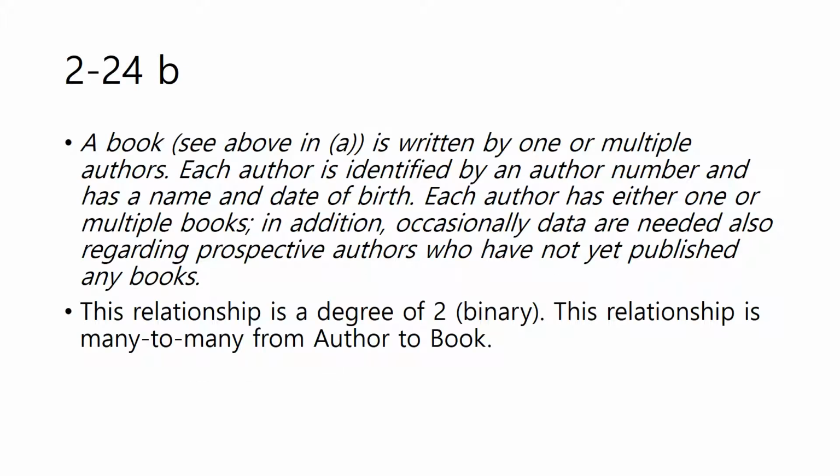Problem B. A book, see above in problem A, is written by one or multiple authors. Each author is identified by an author number and has a name and date of birth. Each author has either one or multiple books. In addition, occasionally data are also needed regarding prospective authors who have not yet published any books.